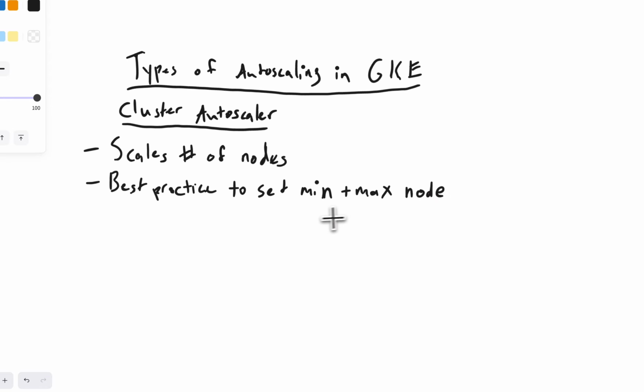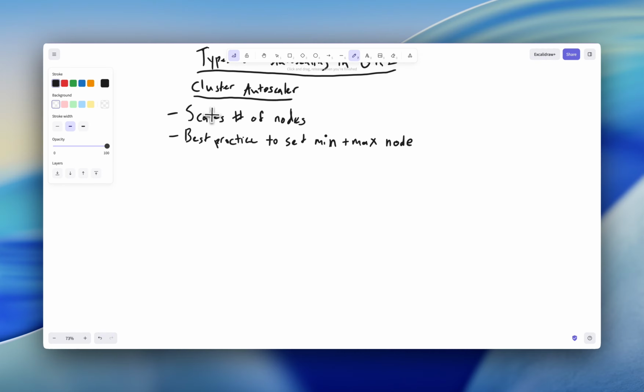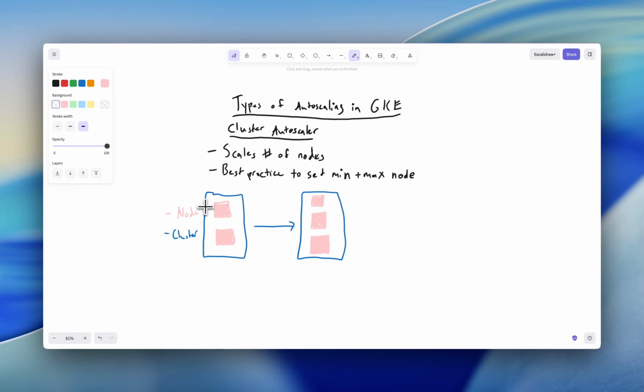This constrains the autoscaling. So let's draw this out. If the blue box represents the cluster and the pink boxes represent the nodes in our cluster, then cluster autoscaler can change the number of nodes, basically. Here it's increasing the number of nodes from 2 to 3, but it could be decreasing the number of nodes or increasing them even more than this.